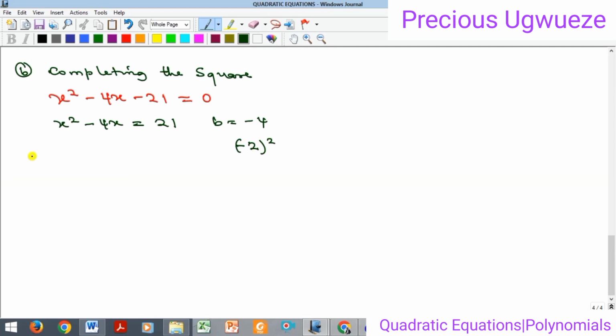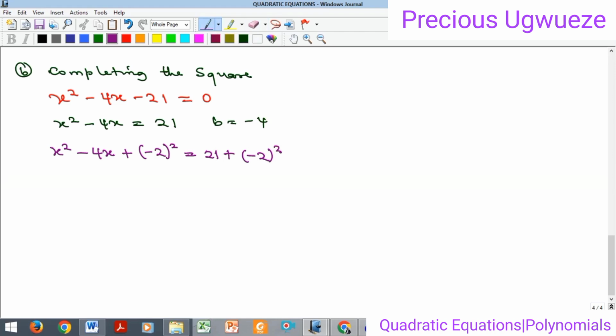Okay, so that means the next step we are going to have is going to be x squared minus 4x. Then I'm going to add to this side minus 2 all squared, and then I'll also go to this other side. My 21 is here already, and I am adding minus 2 all squared. Okay, so that having been done, we go to the next step.